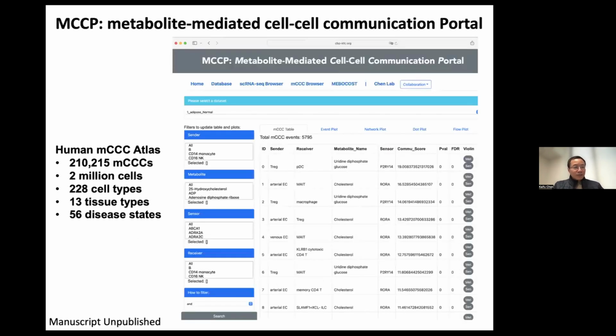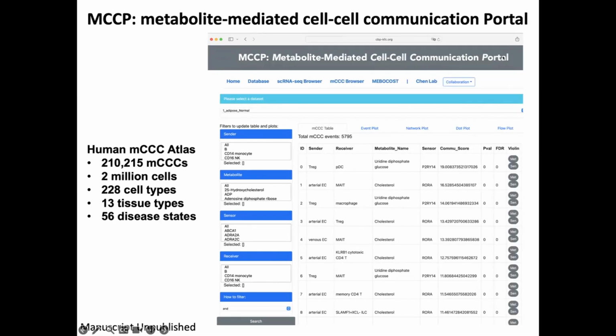So finally, if I could have a couple of minutes, I would like to introduce a database or website developed by Zongbin. We call it Metabolite-Mediated cell-cell communication portals, in which Zongbin has applied MEBOCOST to the human single-cell landscape, which includes over 2 million single cells from over 200 cell types, from 13 tissue types and 56 disease states. With this data, he detected over 200,000 communication events mediated by metabolites.